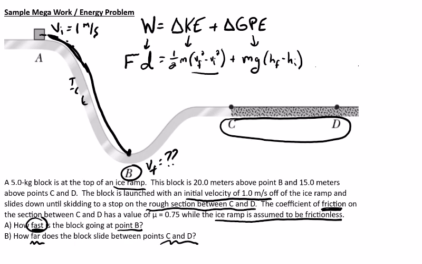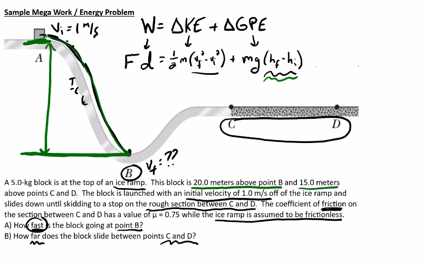The other part is, do I have a change in gravitational potential energy? In other words, do I have a change in height here? Sure enough, we're up here at point A, and we're going to drop down here to point B. So that's definitely a change in height. I know we're going this diagonal distance down the ramp, but for right now, I don't really care about that. It says this block is 20 meters above point B and 15 meters above C and D. Right now, I'm not worried about C and D. So I know that this initial height would be 20 meters.